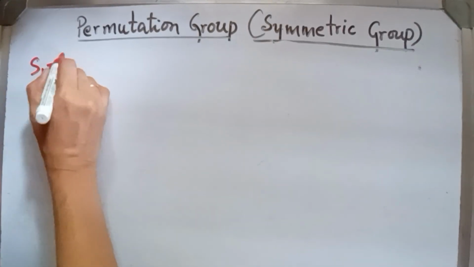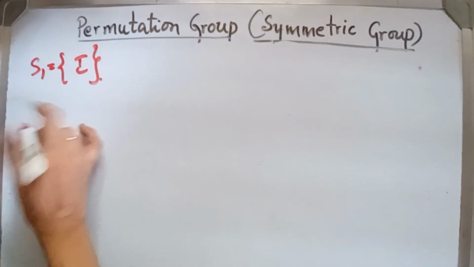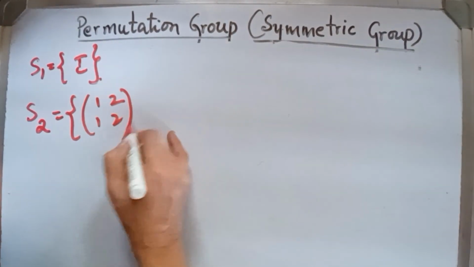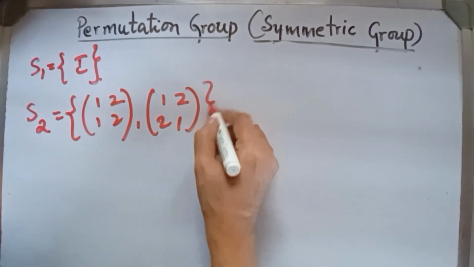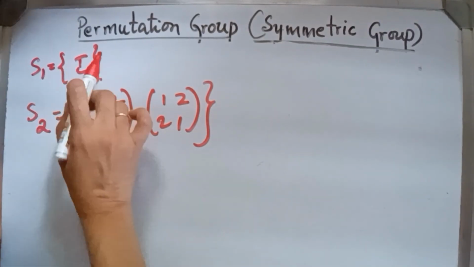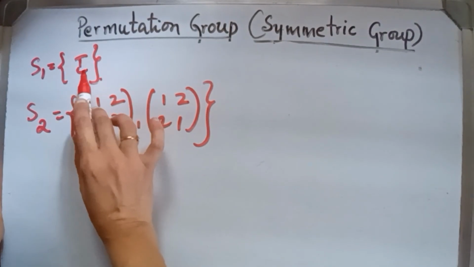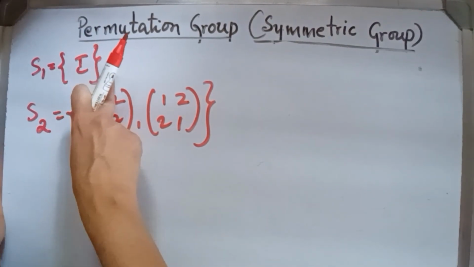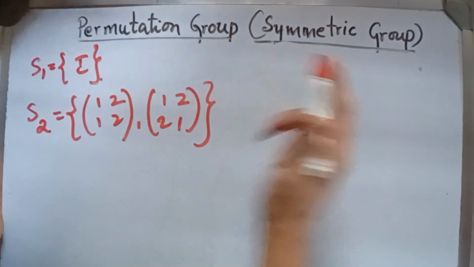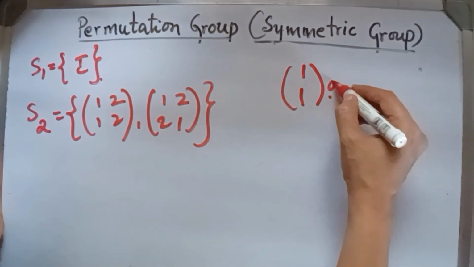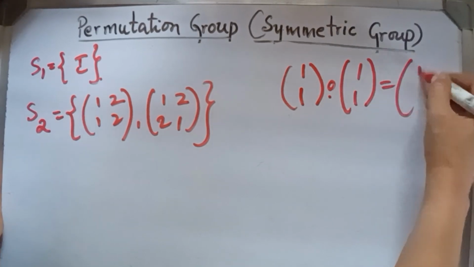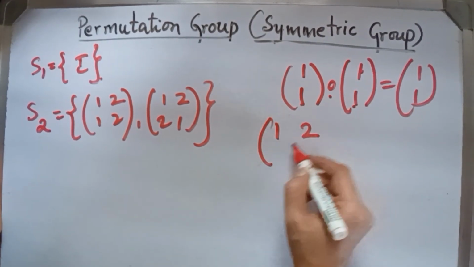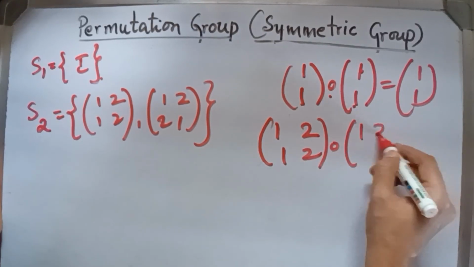S1 had only the identity permutation. S2 is equal to 1 2 over 1 2, and 1 2 over 2 1. You can check whether it satisfies all the axioms of a group. Whenever there is only the identity element, it is always a group. Closure law: composition of the identity with itself, 1 goes to 1, 1 goes to 1, gives the identity. Now take composition with the second one: identity composed with 1 2 over 2 1.